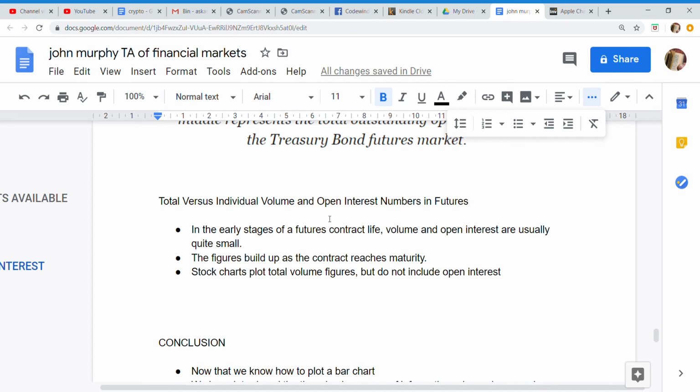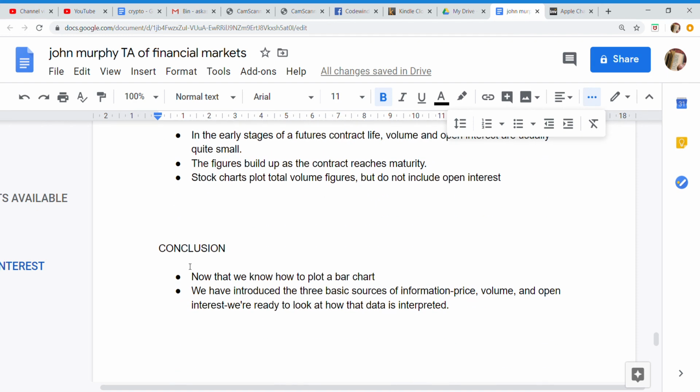Total versus individual volume and open interest numbers in futures. In the early stages of a futures contract's life, volume and open interest are usually quite small. The figures build up as the contract reaches maturity. Stock charts plot volume figures but do not include open interest. Conclusion. Now that we know how to plot a bar chart, we have introduced three basic sources of information: price, volume, and open interest. We are ready to look at how the data is interpreted.